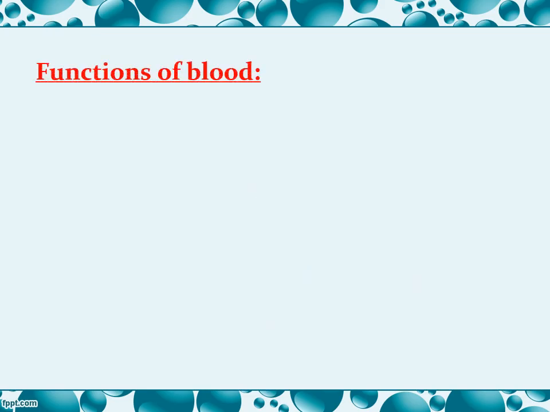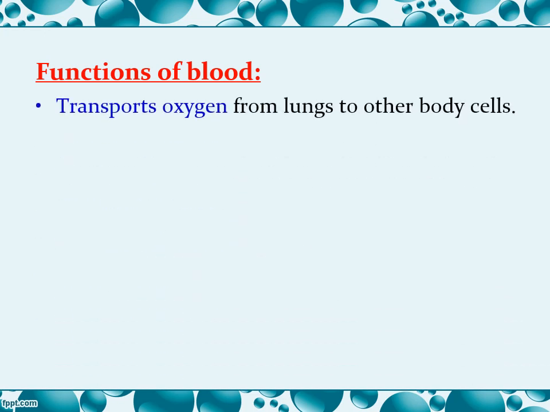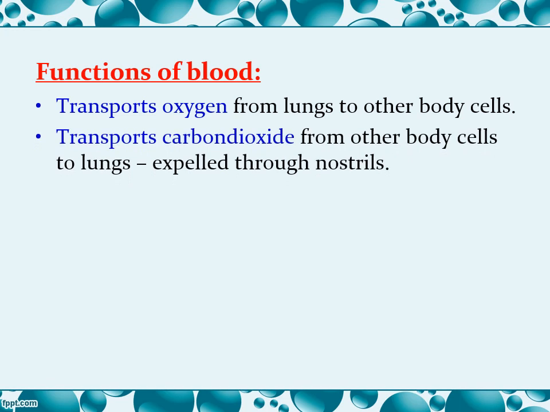Let us learn about the different functions of blood in detail. The first function of the blood is, we inhale oxygen and we exhale carbon dioxide. When we inhale oxygen, the oxygen gets mixed with the blood so that the blood transports oxygen from the lungs to the different cells of the body. The second function of the blood is it transports carbon dioxide from different cells of the body to the lungs and it is removed out through nostrils.